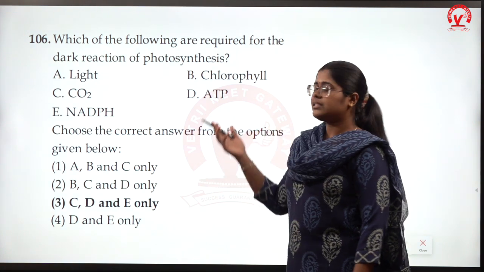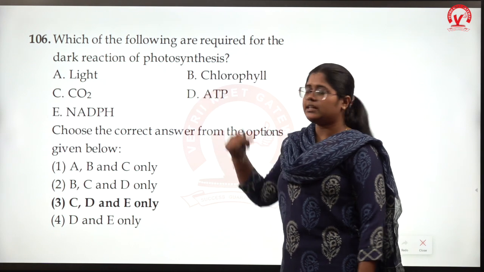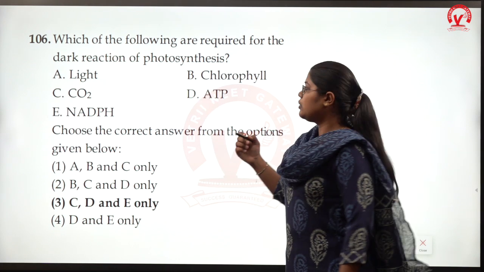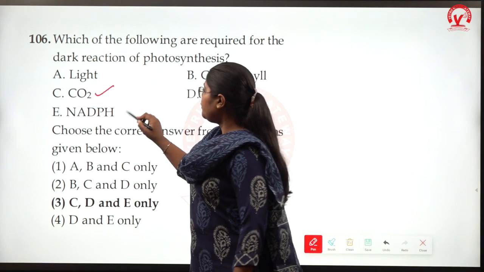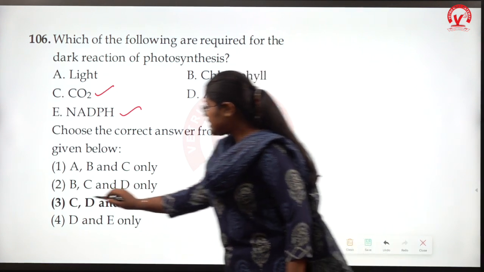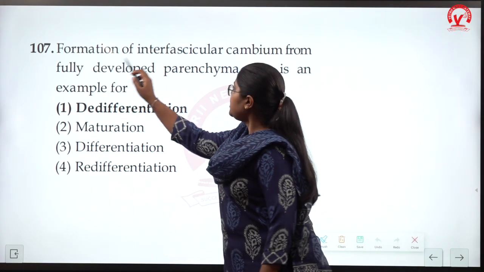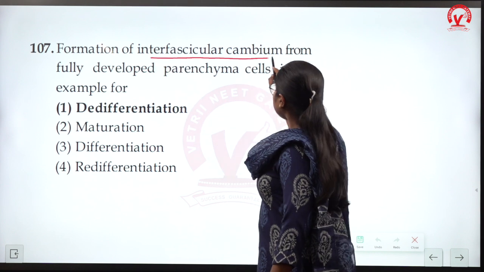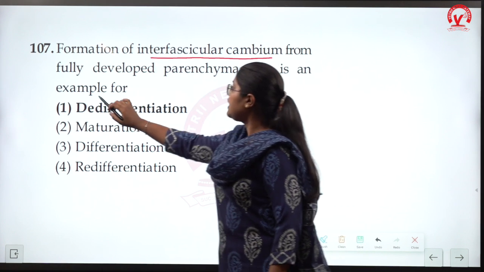So light reactionல கிடைக்கிற products utilize பண்ணி தான் dark reactionல carbon dioxide fix ஆகும். So dark reactionல என்னென்ன தேவை அப்படின்னா CO2, NADPH and ATP. So answer will be C, D and E. Next question, formation of interfascicular cambium from the fully developed parenchyma cells is an example for.